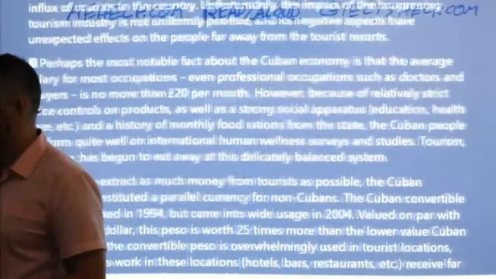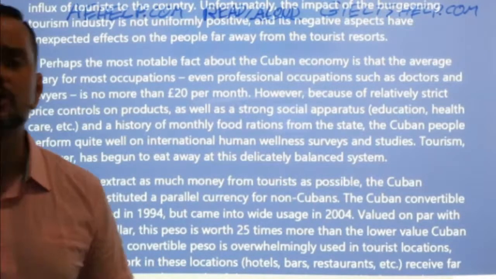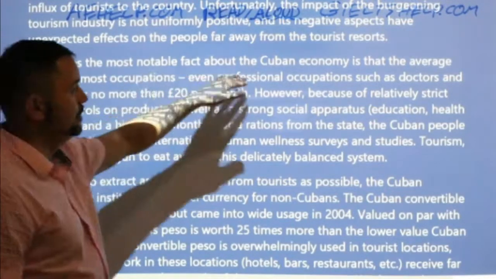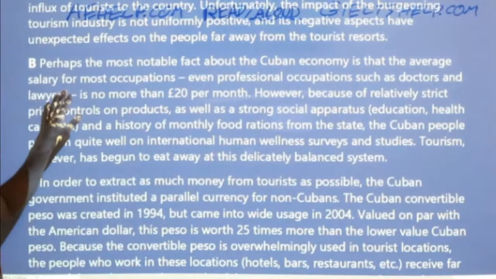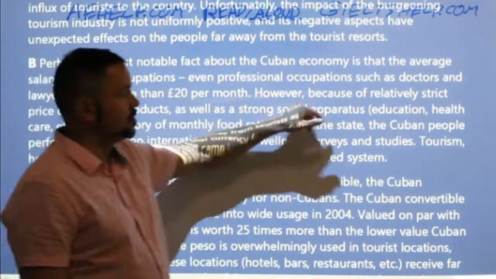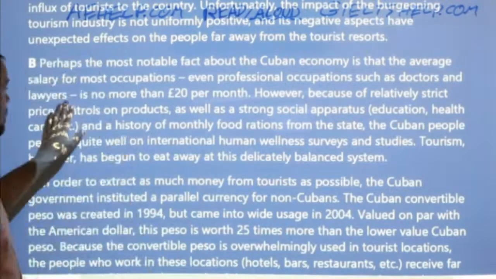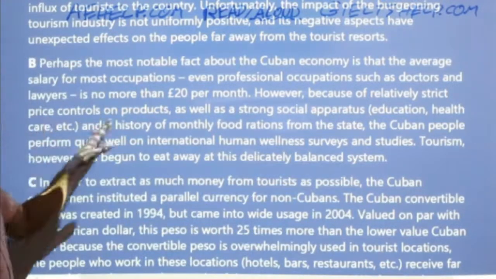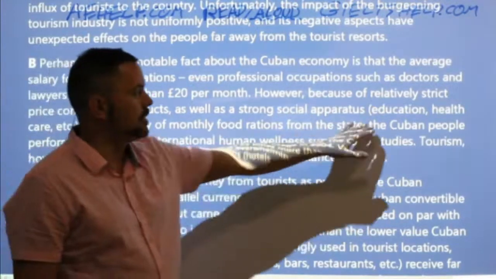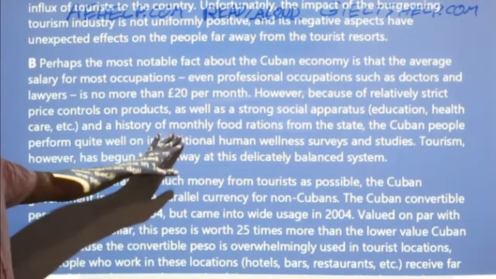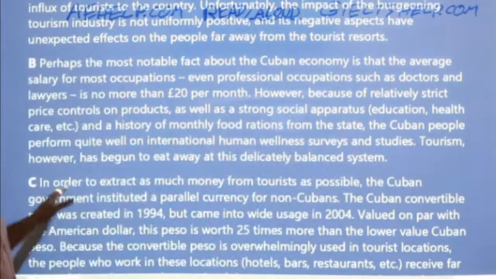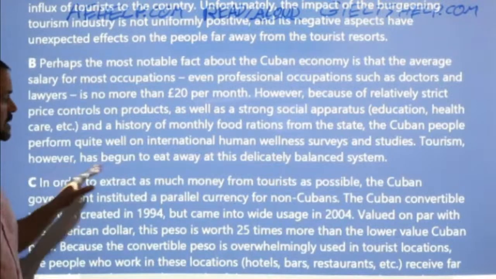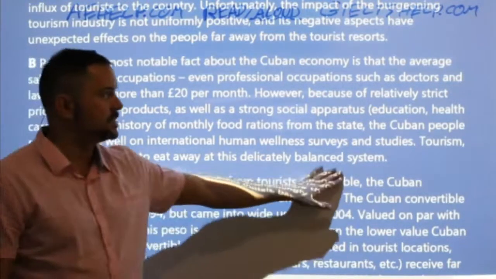Okay, let's keep going. Some of these paragraphs are more challenging than others, but the strategy stays the same. Let's keep going. So perhaps the most notable fact about the Cuban economy is that the average salary for most occupations, even professional occupations such as doctors and lawyers, is no more than £20 per month. However, because of relatively strict price controls on products, as well as a strong social apparatus, education, healthcare, etc., and a history of monthly food rations from the state, the Cuban people perform quite well on international human wellness surveys and studies. Tourism, however, has begun to eat away at this delicately balanced system.